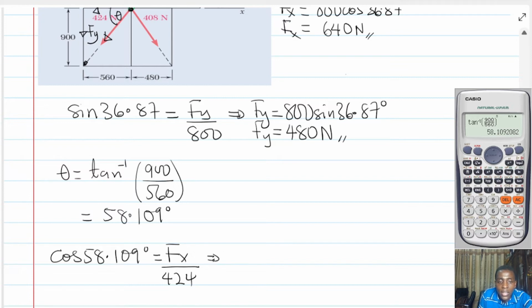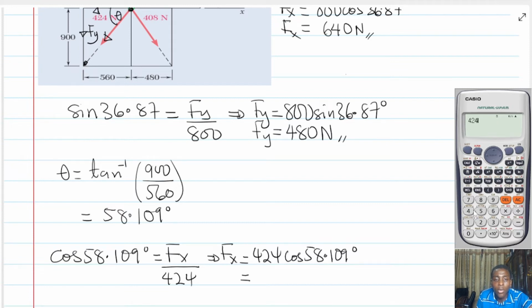All right, from this I can say that fx is nothing but 424 cosine 58.109. And what is that? So I'm going to get 424 cosine 58.109, and that is 224.0 newtons, or let's say 224 newtons.